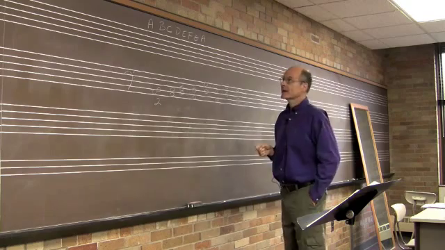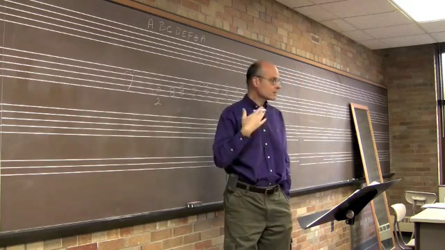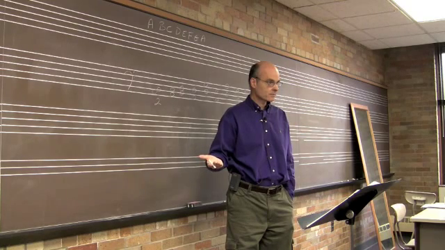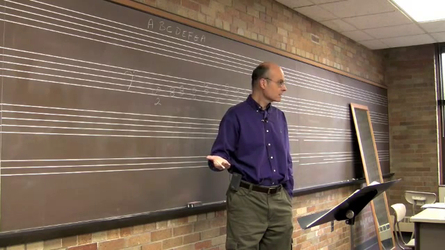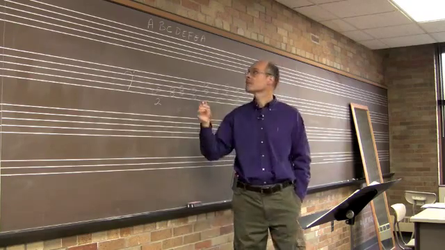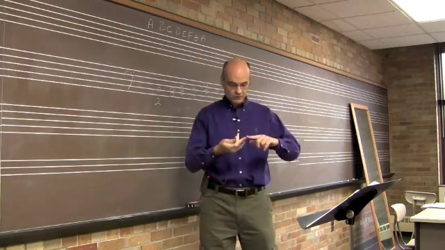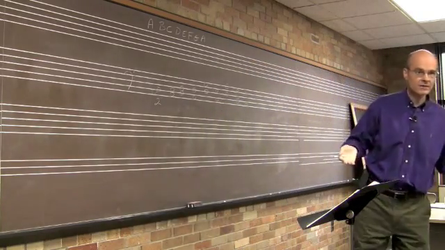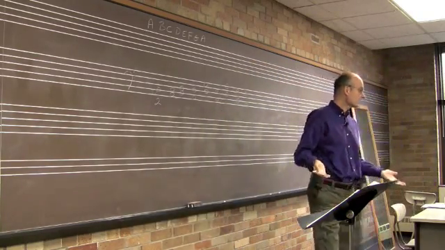Or if I gave you an E, and I said, what's a sixth above E? What would that be, Brandy? It would be C, wouldn't it? You would just count up to C. E, F, G, A, B, C. It's the sixth note above E. So a sixth above E would be C.